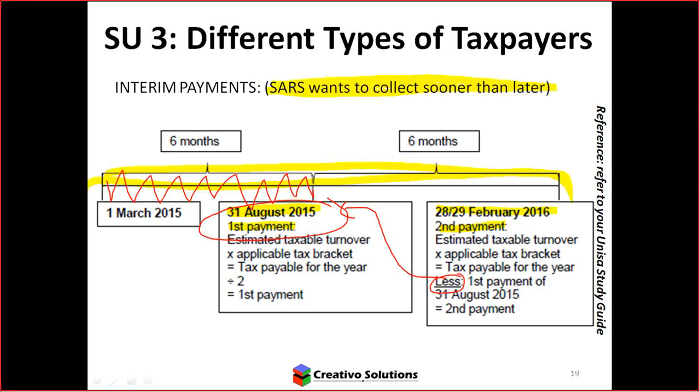So on the 31st of August, you're going to be paying tax for that period. Yes, sir. As an estimate. And then when you reach 28, 29 Feb, you're then going to pay tax on that period, but taking the whole year into consideration. Yes, sir.